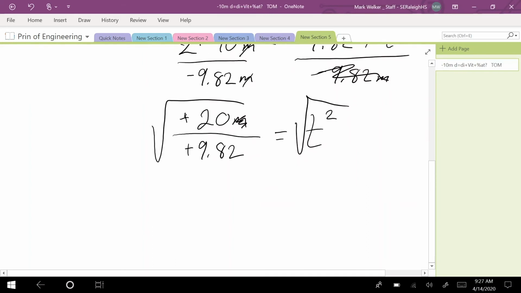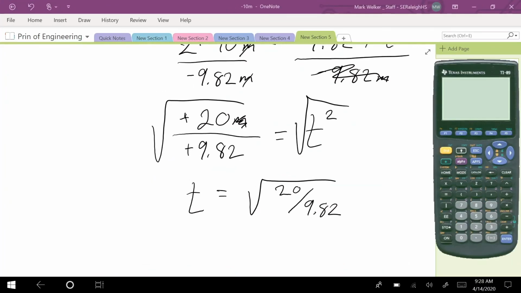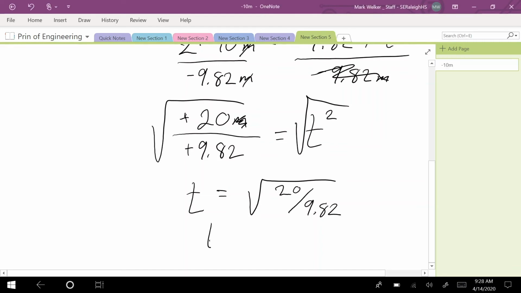And in terms of calculator, we know that time is going to be equal to the square root of 20 divided by 9.82. So with the numbers factored out, the square root of 20 divided by 9.82 gives us 1.427 seconds. So time equals 1.42 seconds. Okay.